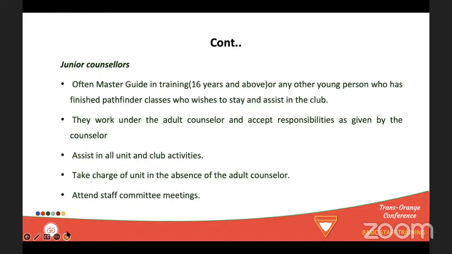And now we are there on the junior counselors. Maybe before I move on to junior counselors, it's okay. You don't need to go back.